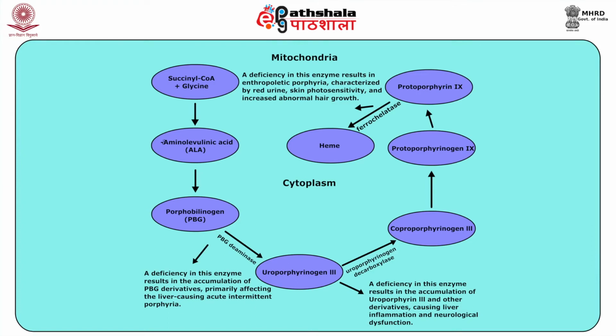So, moving to the figure, you can see how, while aminolevulinic acid is being converted to porphobilinogen, subsequently porphobilinogen is being converted into uroporphyrinogen by the enzyme called PBG deaminase. A deficiency in this enzyme results in the accumulation of PBG derivatives, primarily affecting the liver. So, any of these essential enzymes missing at any of the steps can lead to such a disorder.